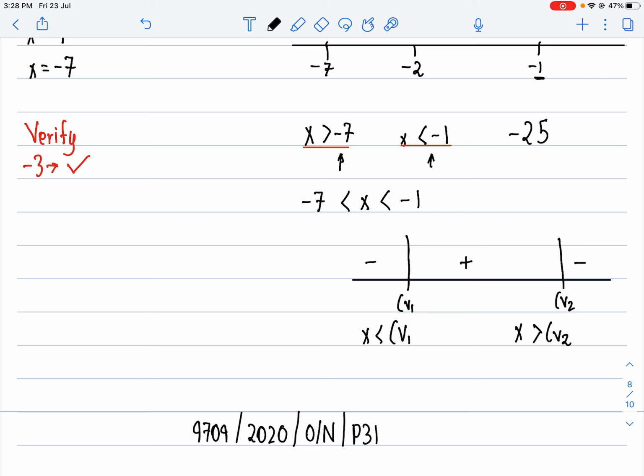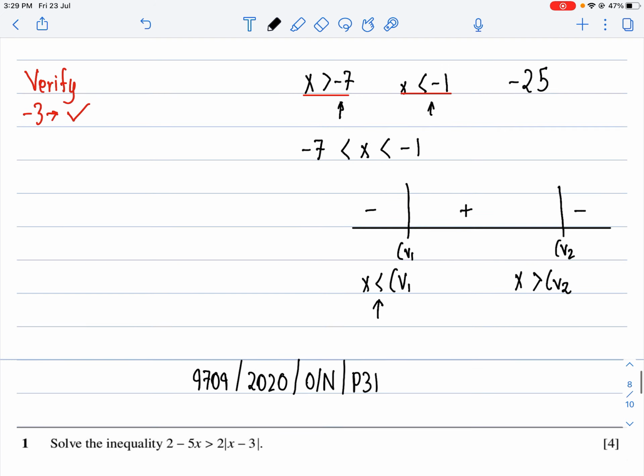So while verifying, this is important to know, I take a value which is less than the critical value 1 and put it into this equation here and see if it's verifying. If it's verifying, then I can finalize this answer. And then I take a value which is more than critical value 2 and put it in this quadratic here. And if it's verifying, then even this is my answer. So I get two answers.